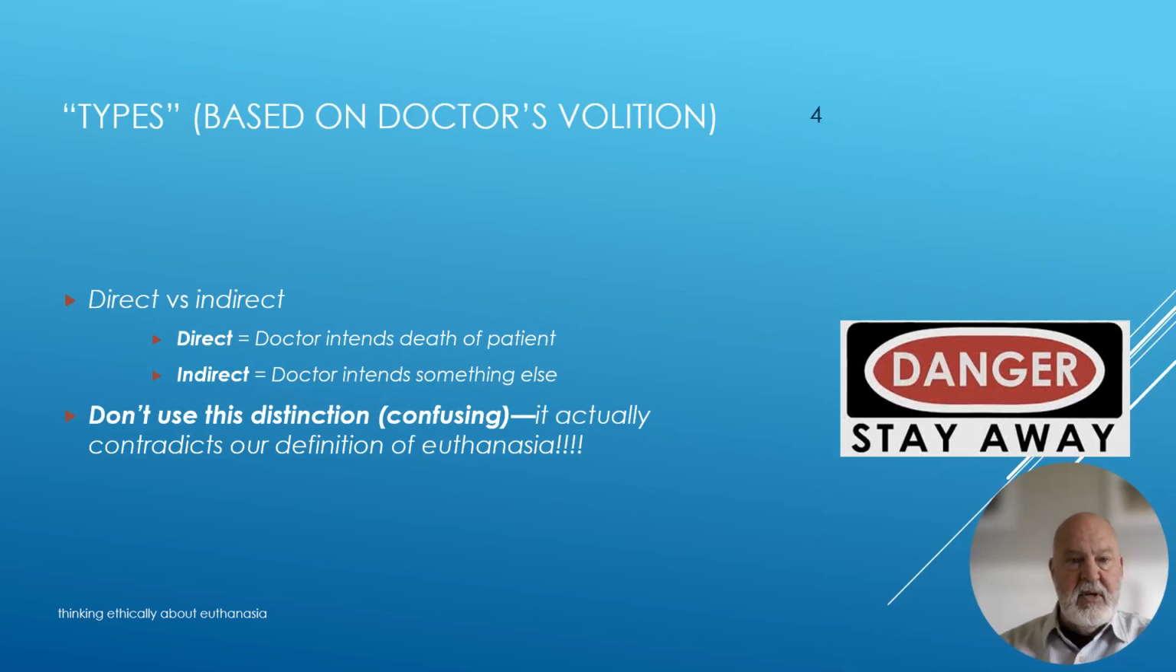A third type is based on volition, direct versus indirect. I tell you this, remember, direct means intentional, indirect means unintentional or not part of the intention. Remember, think about the doctrine of double effect. Okay. When we get to the definition that I would prefer you use for euthanasia, you'll see that there really is no such thing as indirect euthanasia. Euthanasia has to be intentional, and so the doctor cannot be euthanizing somebody without intending it. Okay, so I would just not use this one at all.